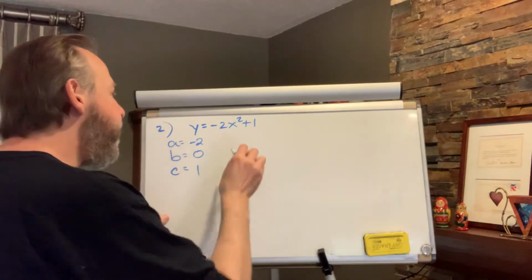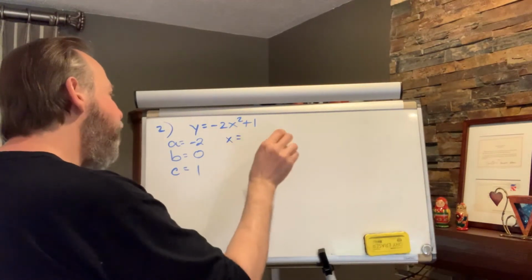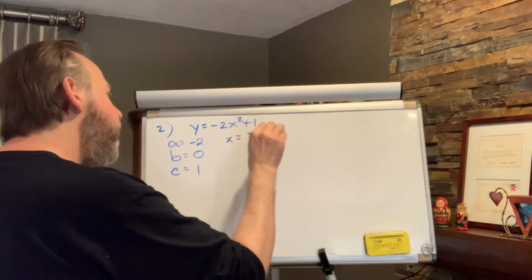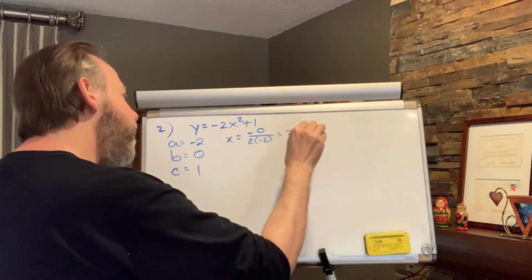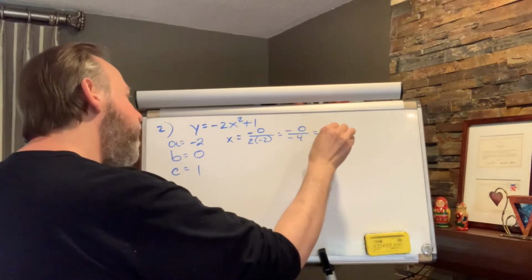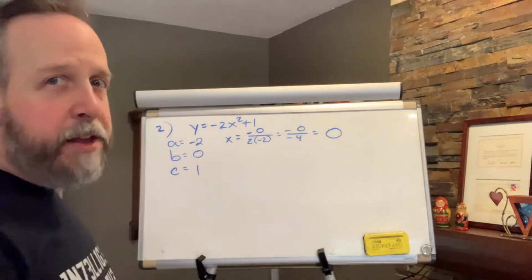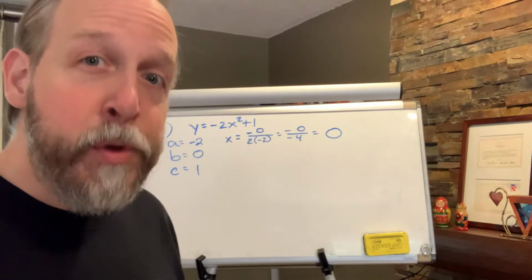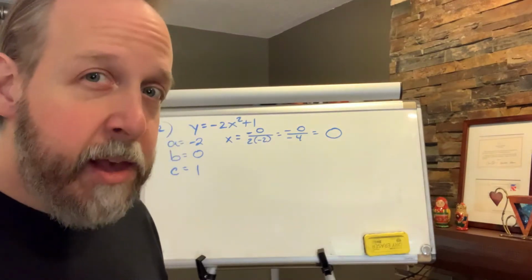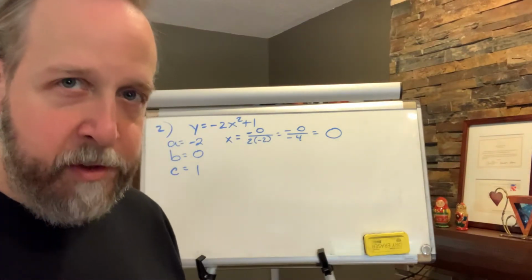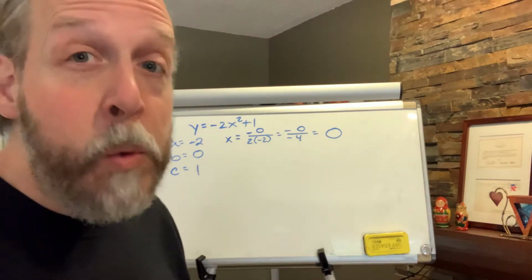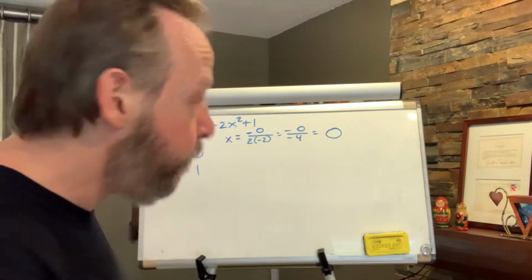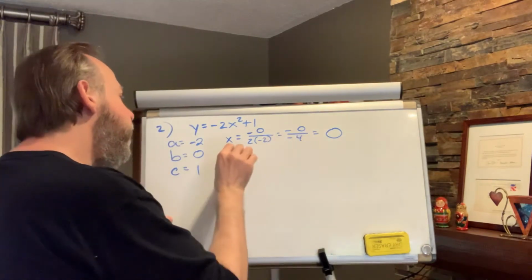What next? Find the x value of the vertex using negative b over 2a. Negative 0 over 2 times negative 2 is still negative 0 over negative 4. 0 over anything, still 0. The vertex is not always 0, but what you might be realizing is that when the b term is 0, the vertex x value will be 0. Plug in a 0.